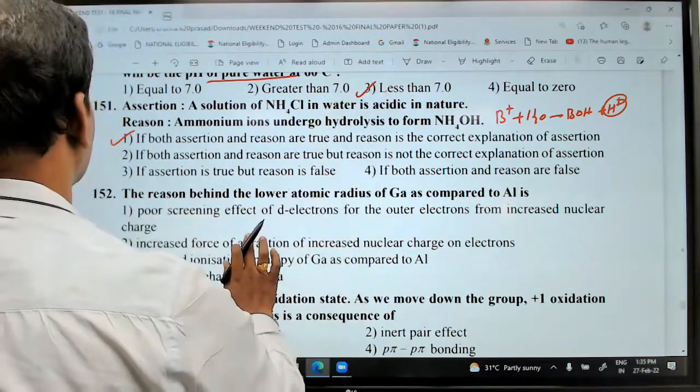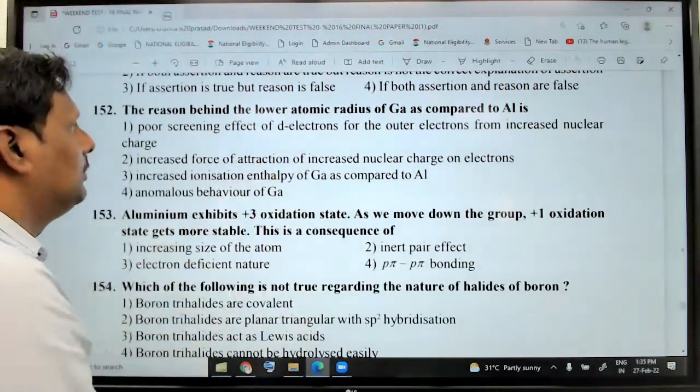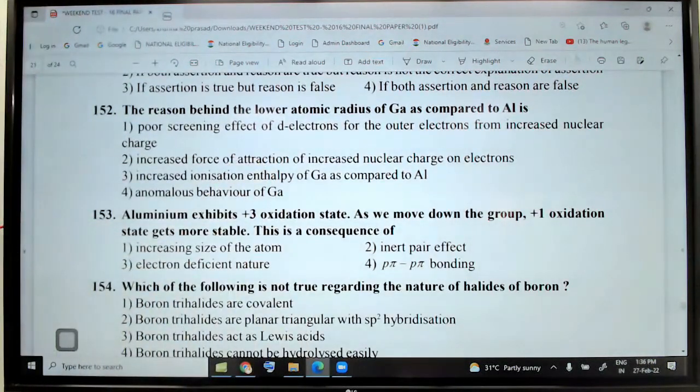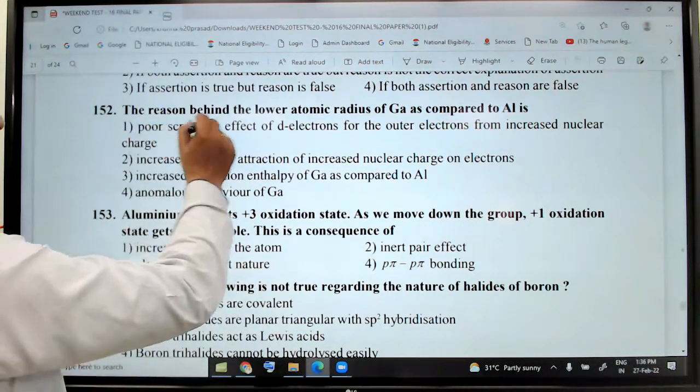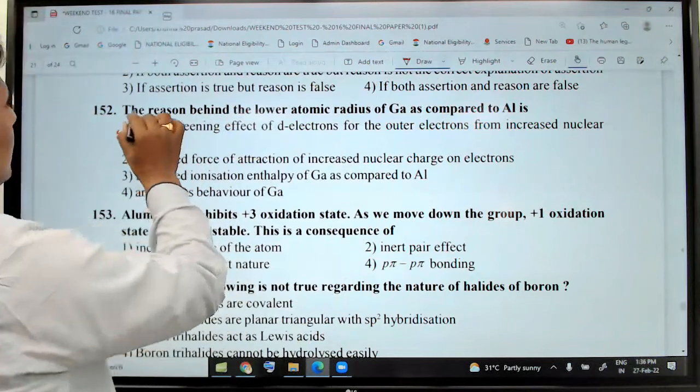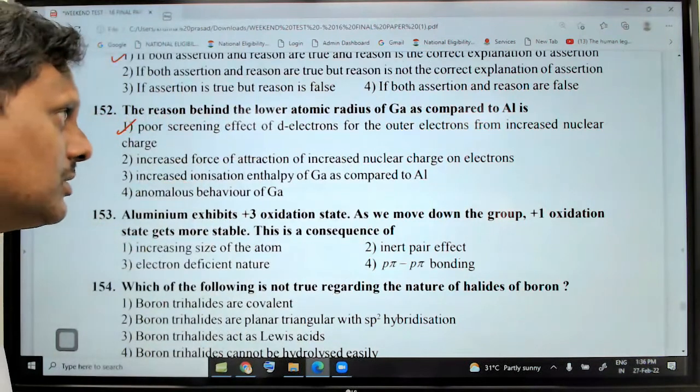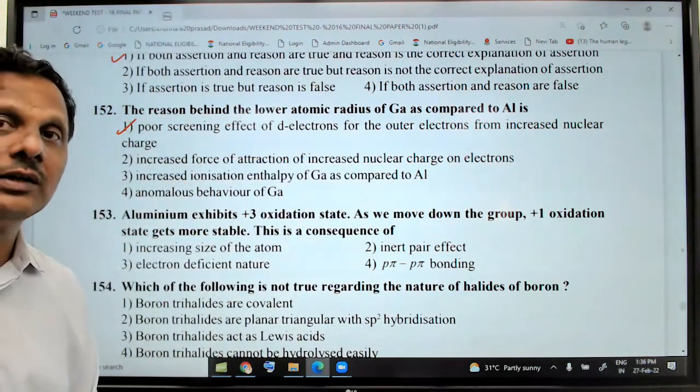Next, the reason behind the lower atomic radius of gallium compared to aluminum is only the poor shielding effect of d orbitals, the d-orbital contraction. Gallium is smaller in size when compared to aluminum.